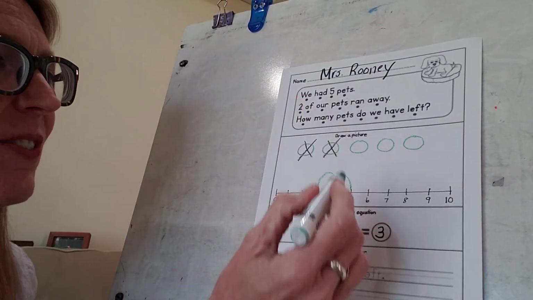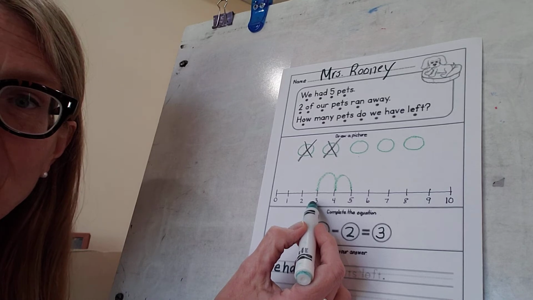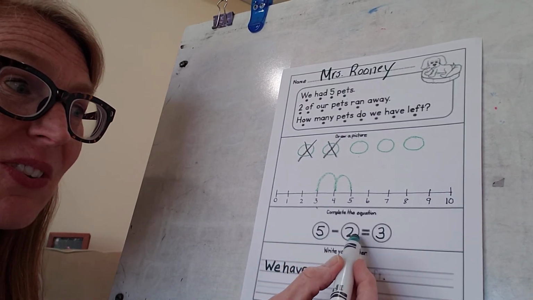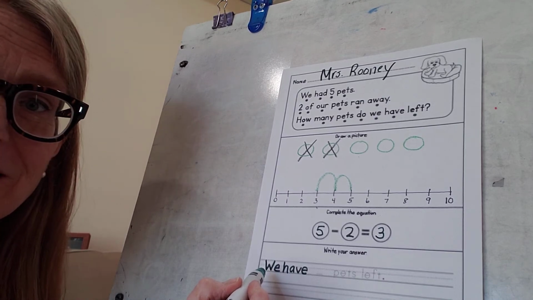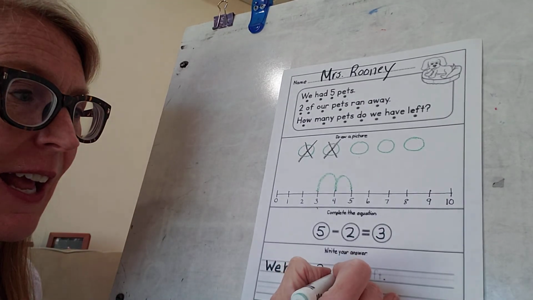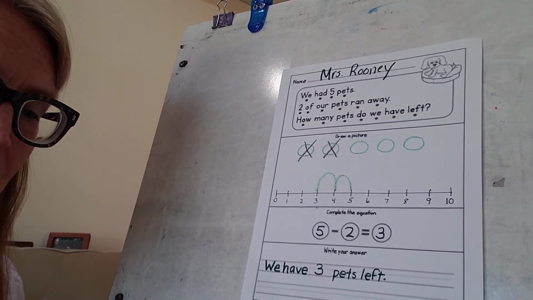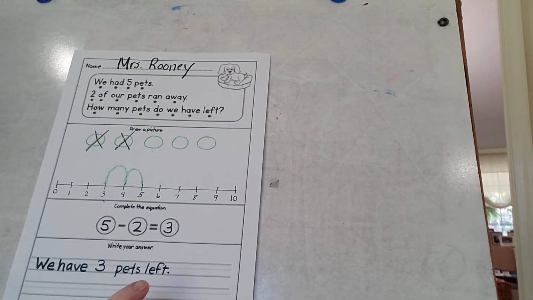How many pets do we have left? Well, my picture says 3. My number line says 3. And my number sentence says 3. So my sentence can say, we have 3 pets left. And my last one to you. We have 3 pets left. Am I asking you that or am I telling you that? I'm telling you, and look at what's the end. It's a period.